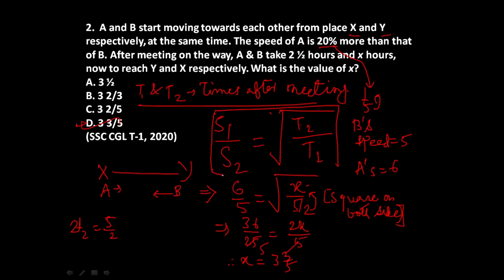You have to remember this. Whenever a question like this comes, where there are two speeds of two persons or two vehicles or anything, and they are meeting somewhere and then going to reach their destination, then the rest of the times are T1 and T2 and S1 and S2 are the speeds. S1 upon S2 is equal to root over T2 by T1. One day I will try to clear this concept to you. Okay, now moving to the next one. If you have any query you can comment.